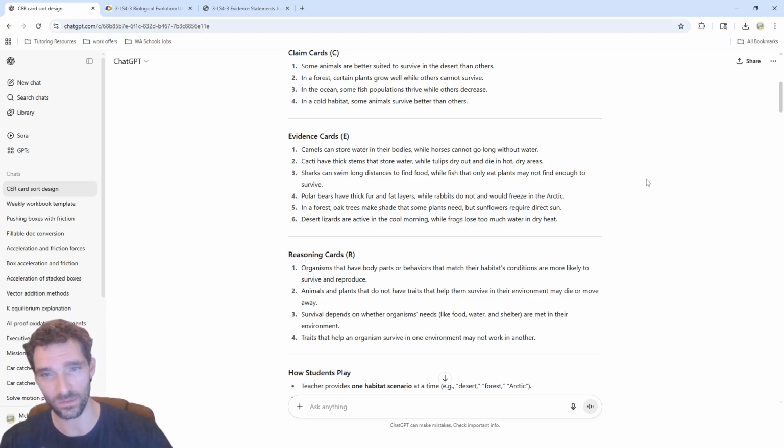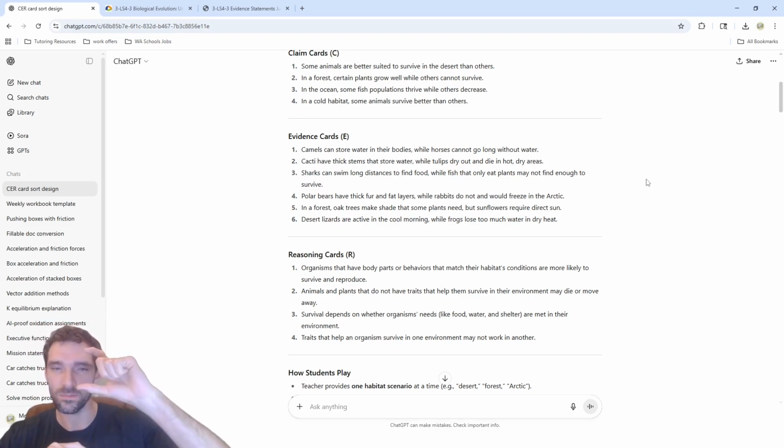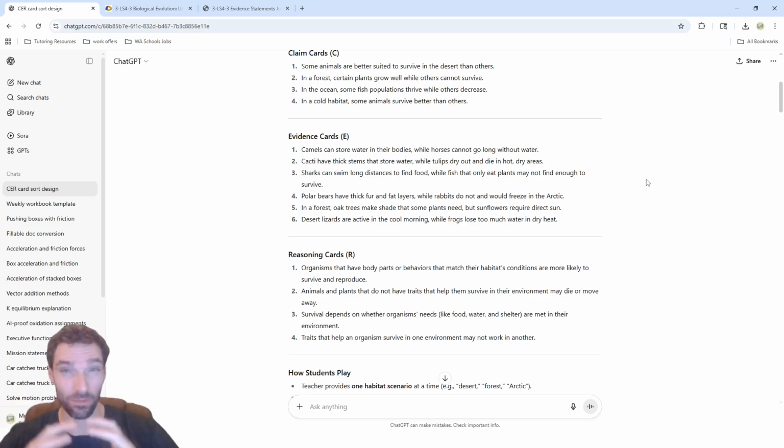That's a strict line that I think should be clarified for students so they understand the difference between evidence and reasoning. There's a lot of curriculum that say that they kind of are the same thing. That is not the case. I go a lot more in depth into that with my middle school students and the videos that I have on CER.